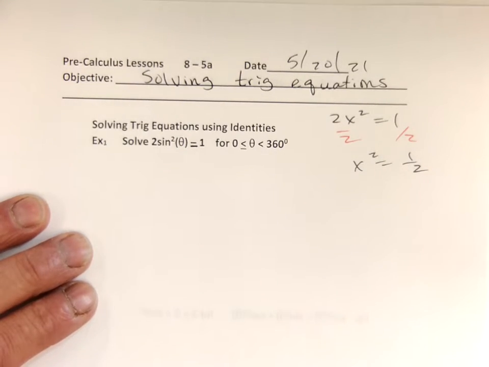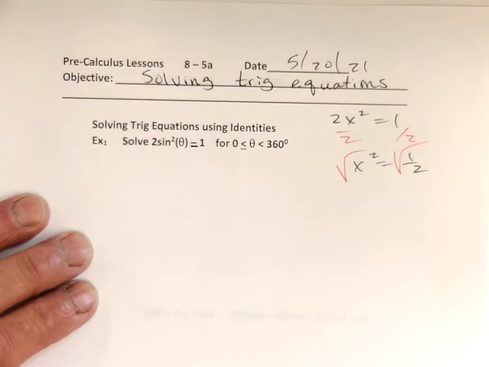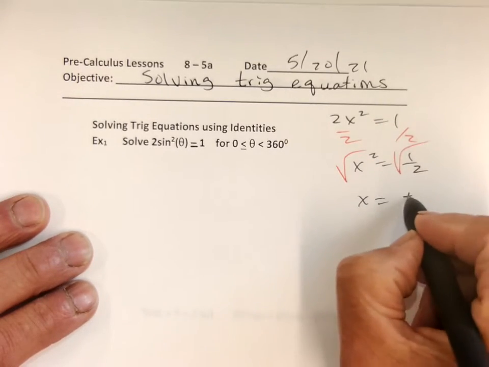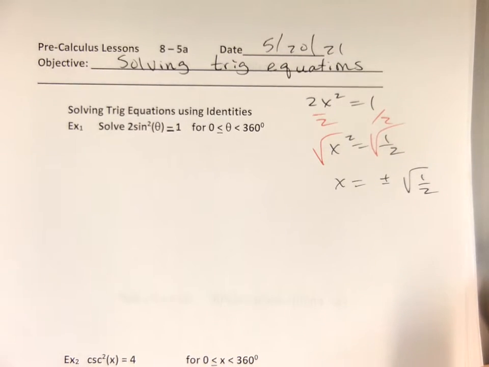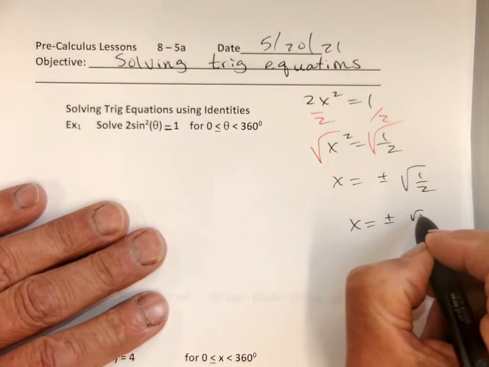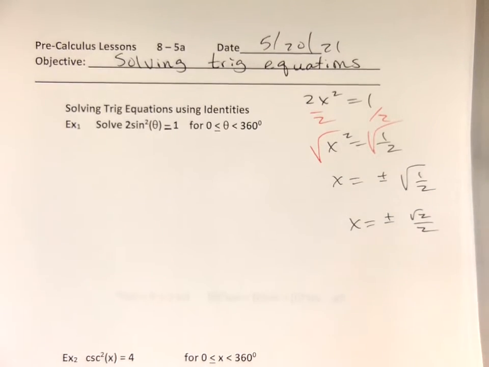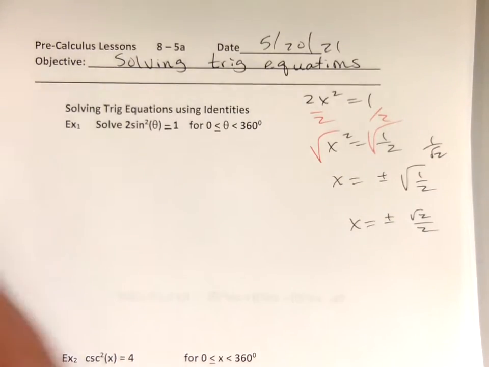And then square root, right? And then how many answers? 2, right? Square root, square root. So I'd have x equals plus or minus the square root of 1/2, right? For this problem in particular, I'm going to rationalize it, and I would get square root of 2 over 2, okay? Remember how I rationalize fractions, right? Because this is the same thing as 1 over the square root of 2, but I'll multiply by the square root of 2 over square root of 2 to rationalize, okay?